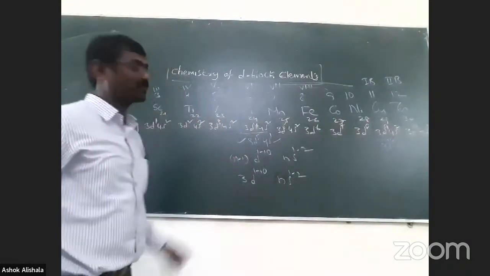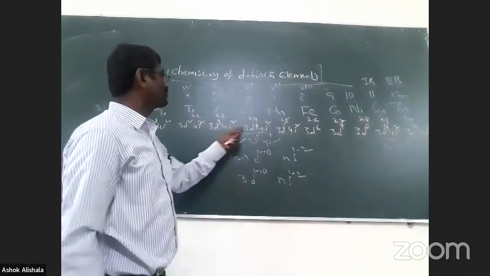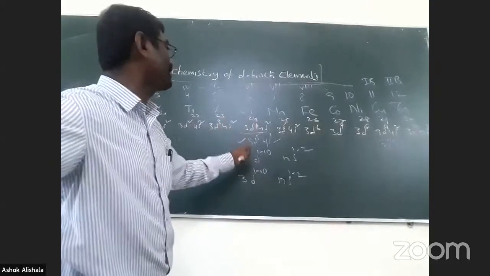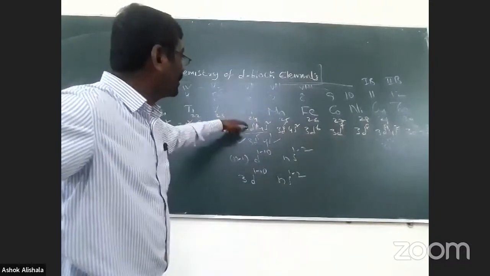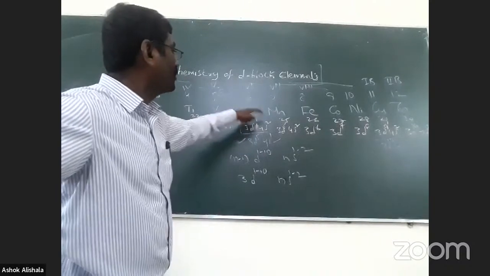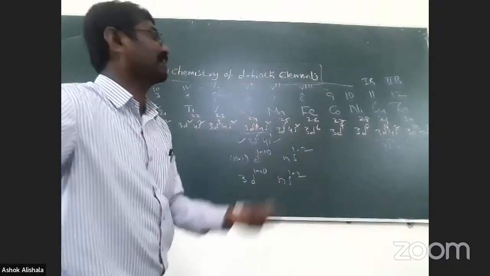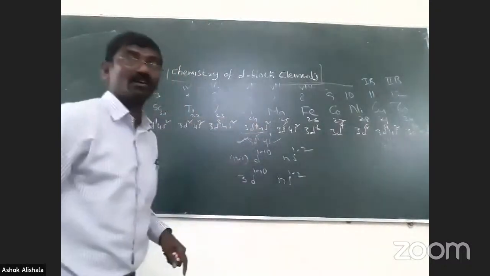How can it be explained? Generally the configuration should be 3d4. Why is it 3d5? Because of the half-filled stability. Filled or fully filled subshells are stable. If each d orbital of the d subshell holds one electron, it gets extra stability compared to the other configuration. Therefore, one of the electrons from 4s transfers to 3d. To get this stability, the system adjusts like this, and that is the electronic configuration.